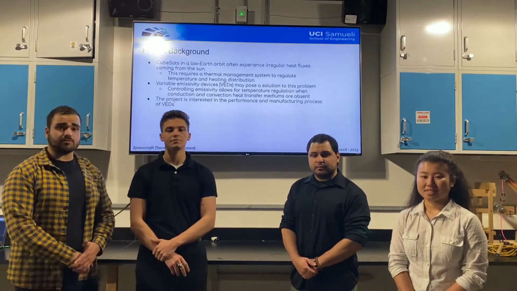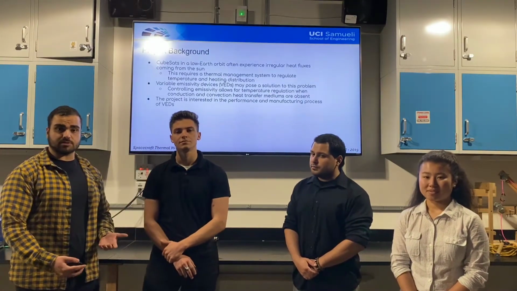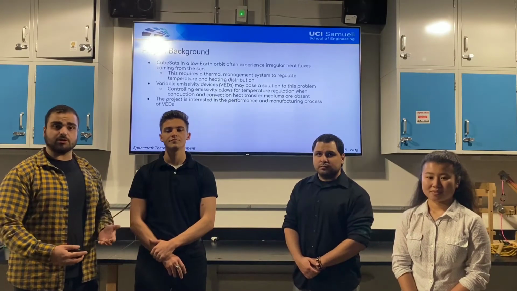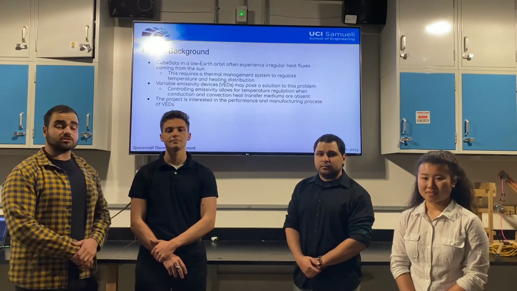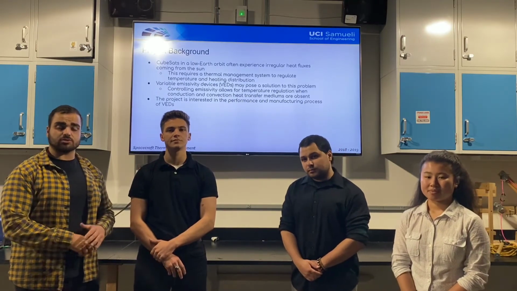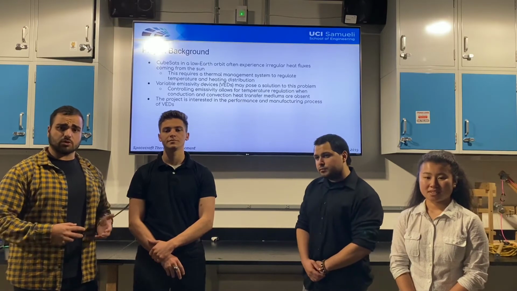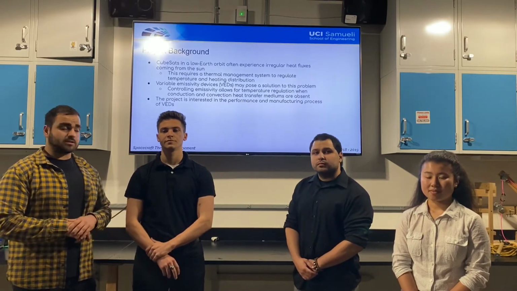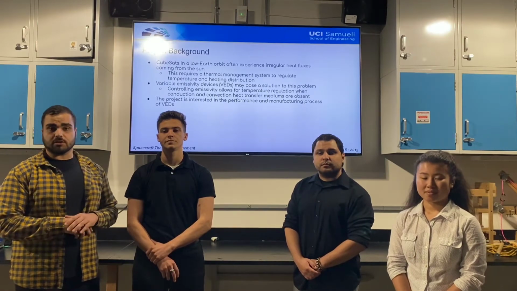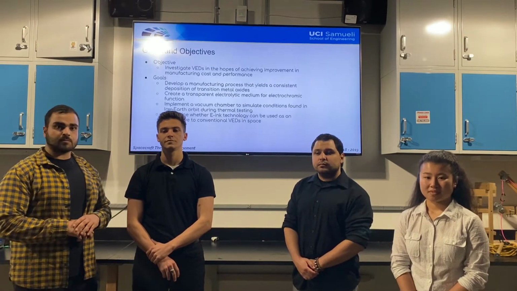Some background for our project. CubeSats in low Earth orbit often experience variable heat fluxes coming from the sun. This causes temperature variations that are pretty severe for a small CubeSat. A good solution to this would be a variable emissivity device. The way these work is they change the emissivity of their surfaces, regulating how much heat is absorbed or emitted in space. Our project is interested in the performance and the manufacturing process of these variable emissivity devices.